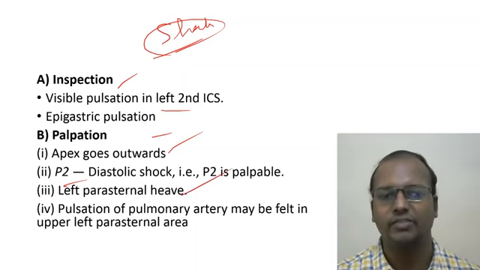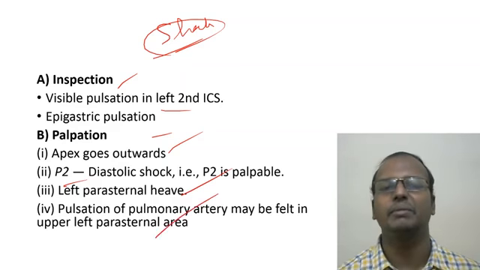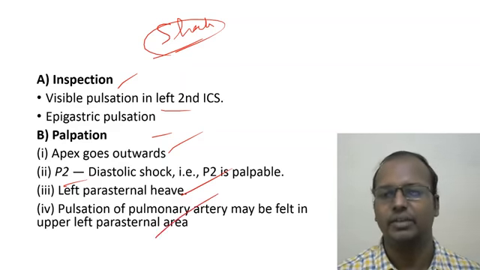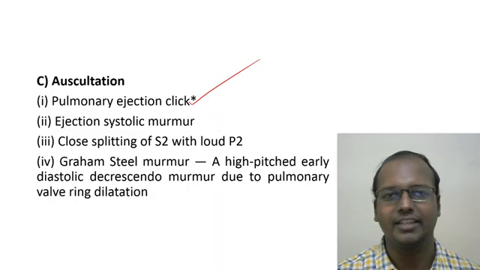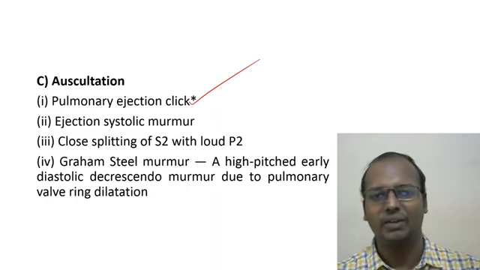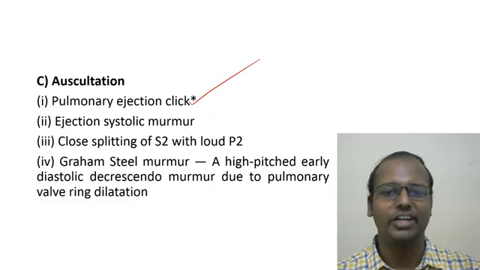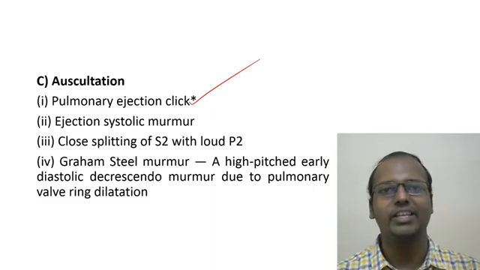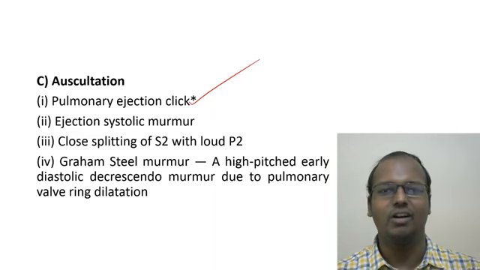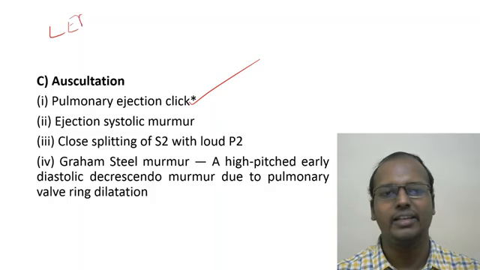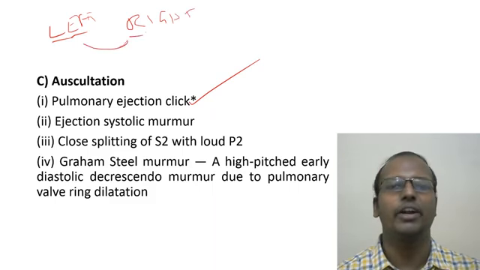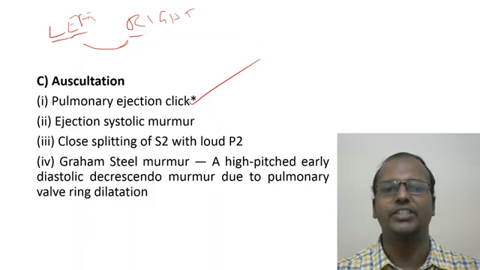Left parasternal heave can be there because of right ventricular hypertrophy, and pulsation of the pulmonary artery may be felt in the upper left parasternal area. Auscultation will reveal a pulmonary ejection click. There are certain points which we discussed already, right? What are the classical points I discussed about the pulmonary ejection click? All the right sided heart sounds will increase with inspiration except the pulmonary ejection click. All the left sided heart sounds will increase with expiration. So I told a mnemonic also: L, E, F, T, L for left and E for expiration; R, I, G, H, T, R for right and I for inspiration. This is the classical point to be remembered, and the exception is the pulmonary ejection click.